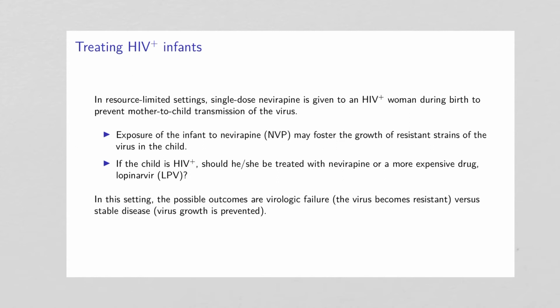So we're going to look at single dose nevirapine, which is given to an HIV positive woman during birth to prevent mother-to-child transmission of the virus. Cuba, by the way, doesn't have any more mother-to-child transmission of HIV. They've been very good at getting every woman tested for HIV and then giving them antiretroviral therapy. Exposure of the infant to NVP may foster the growth of resistant strains of the virus. If the child is HIV positive, should he or she be treated, or given a more expensive drug?